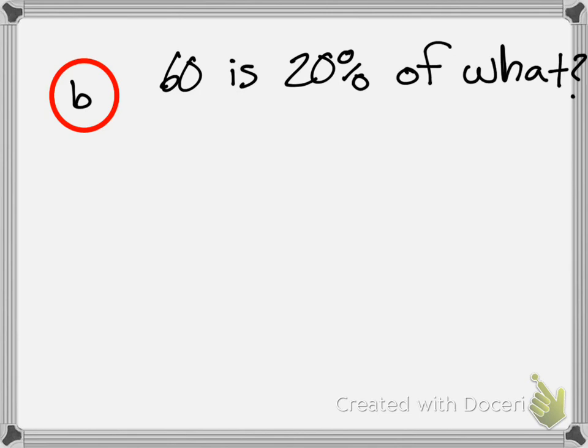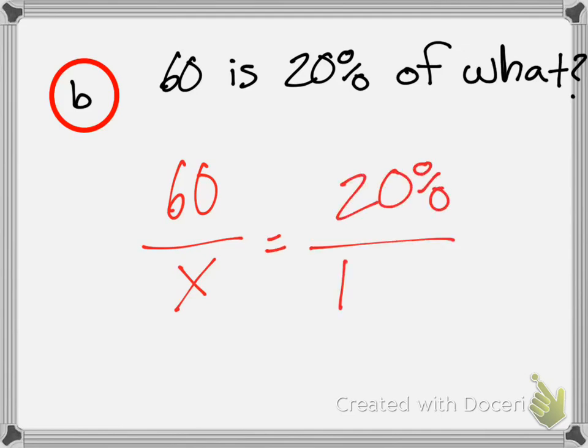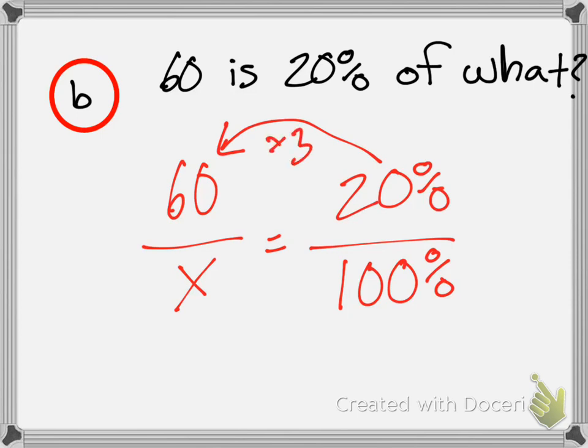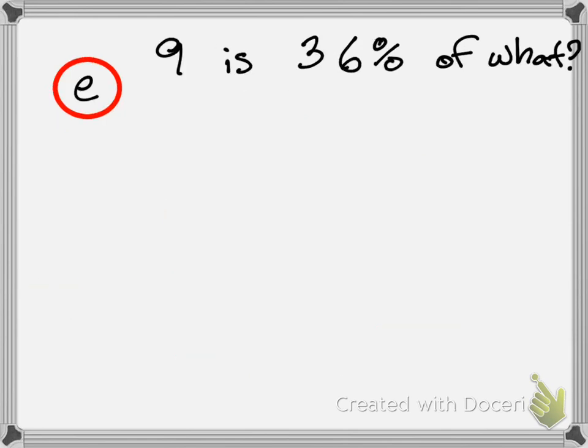60 is 20% of what number? We get 60 over x is equal to 20% over 100%, right? How do we go from 20 to 60? We do it 3 times. So we get x equals 300. Now for E, because I know E is hard.